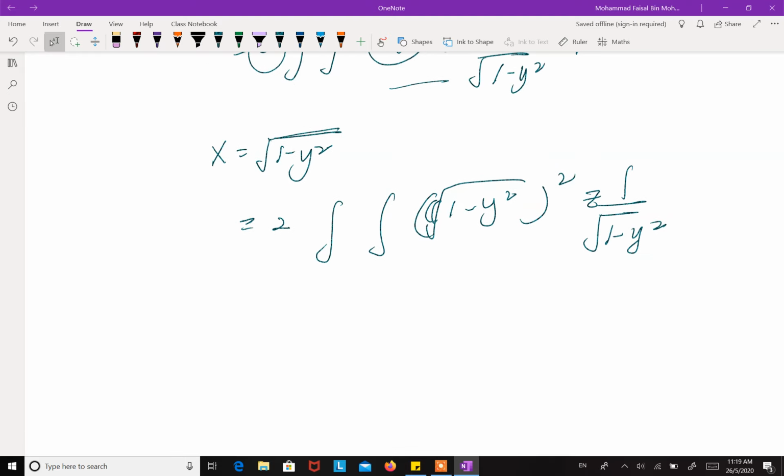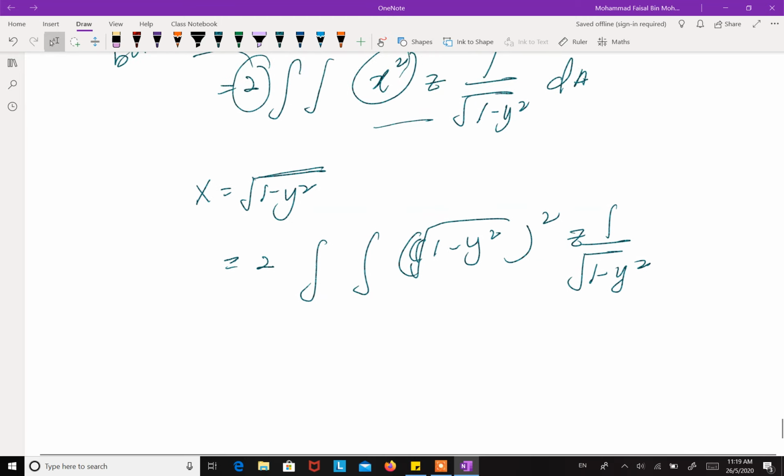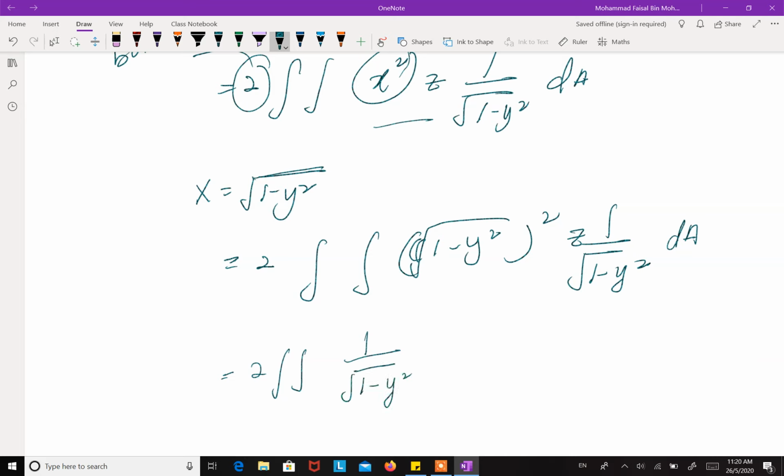So if we integrate this, then we have to find the limit. So this is dA, so I just choose dy dz, double integral, and then you'll have only 1 over square root 1 minus y squared, and then I just choose dy dz.